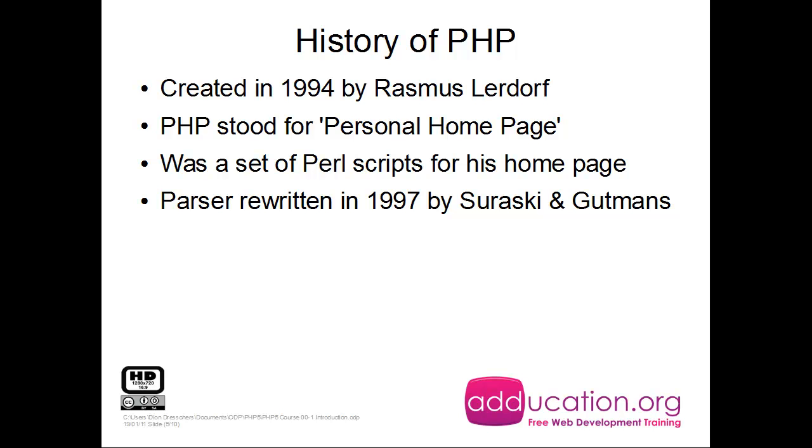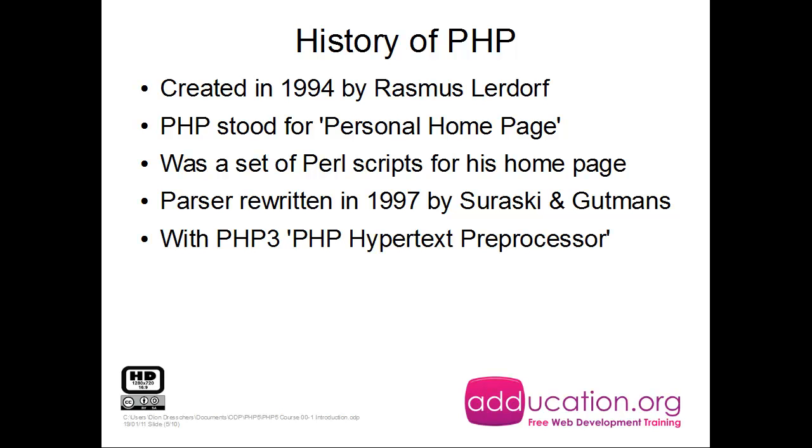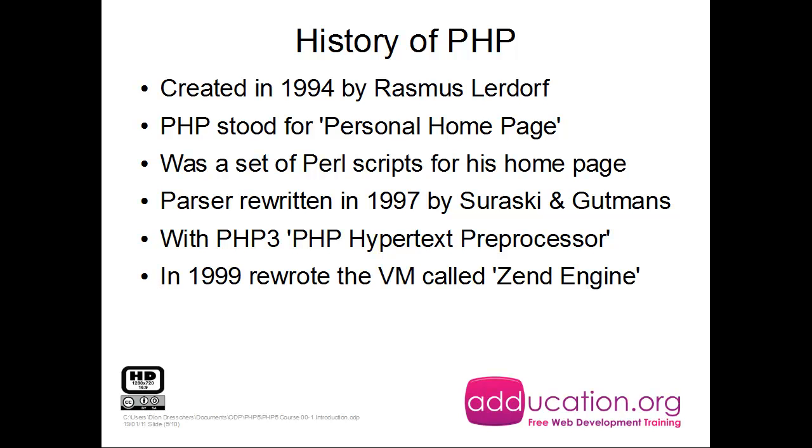Then the parser, the interpreter, was rewritten in 97 by two Israeli students, Zeev Suraski and Andi Gutmans. I'm hoping I pronounced Zeev correctly, but it was totally rewritten. At the same time, it became PHP 3, and the name PHP changed to the backwards acronym PHP Hypertext Preprocessor. In 1999, Suraski and Gutmans rewrote the PHP virtual machine, the interpreter, and they called it the Zend engine.